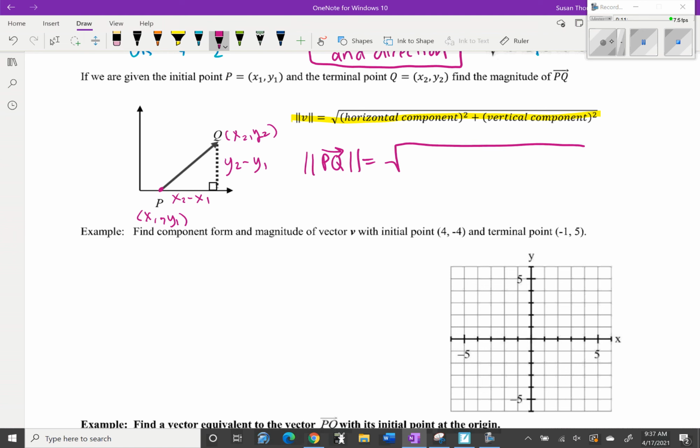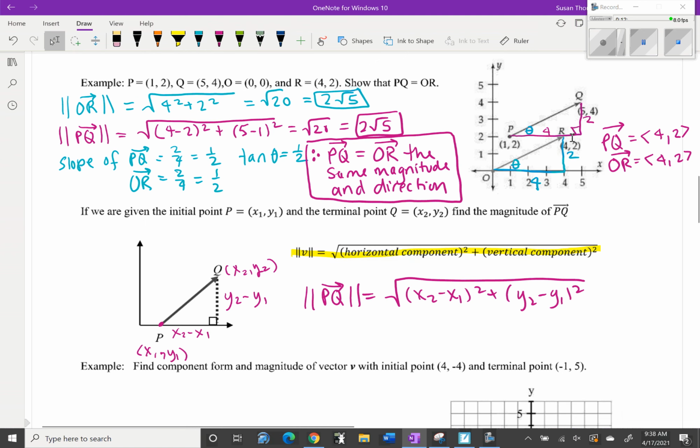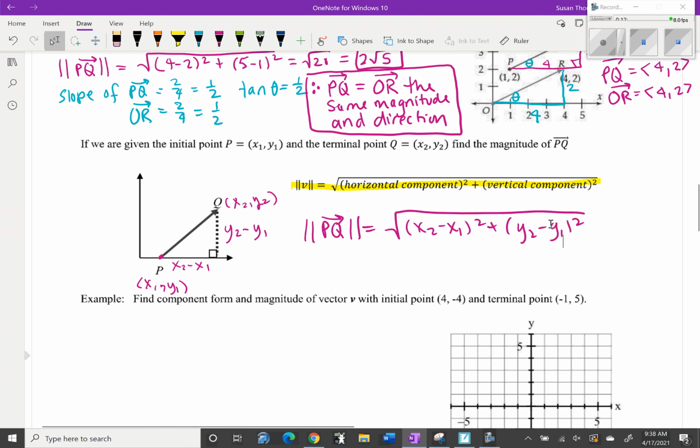So the magnitude of vector PQ would be equal to the square root of, because again, you're just doing the Pythagorean theorem, so the horizontal component x2 minus x1 squared plus the vertical component squared, so y2 minus y1 squared. And we just looked at that in the last problem when we found the magnitude of PQ up here using those 2 points. That's why we had to subtract. So again, that's for when you are not in standard position.